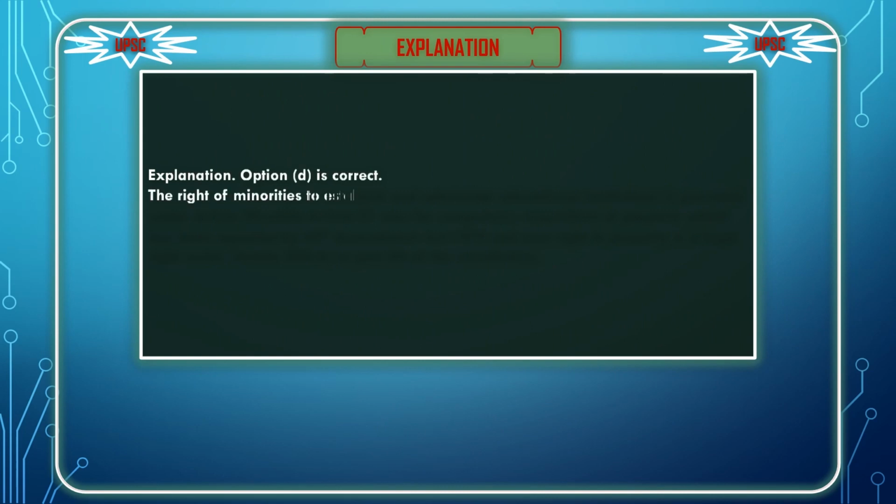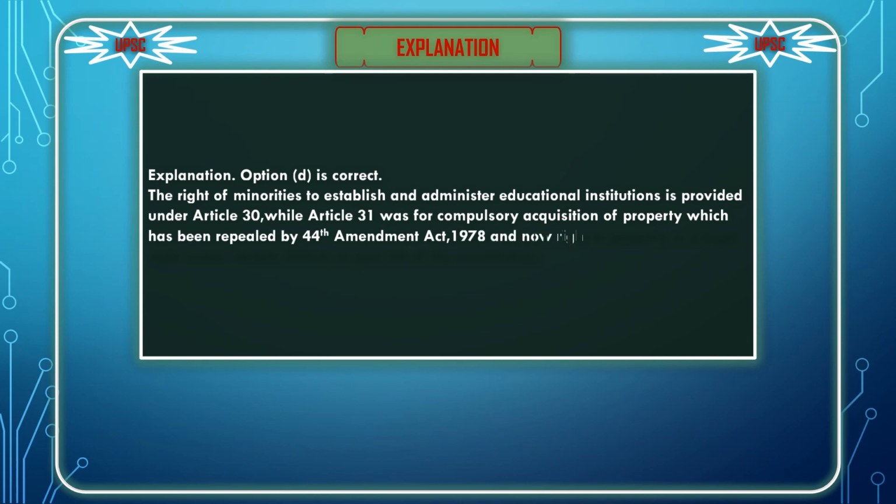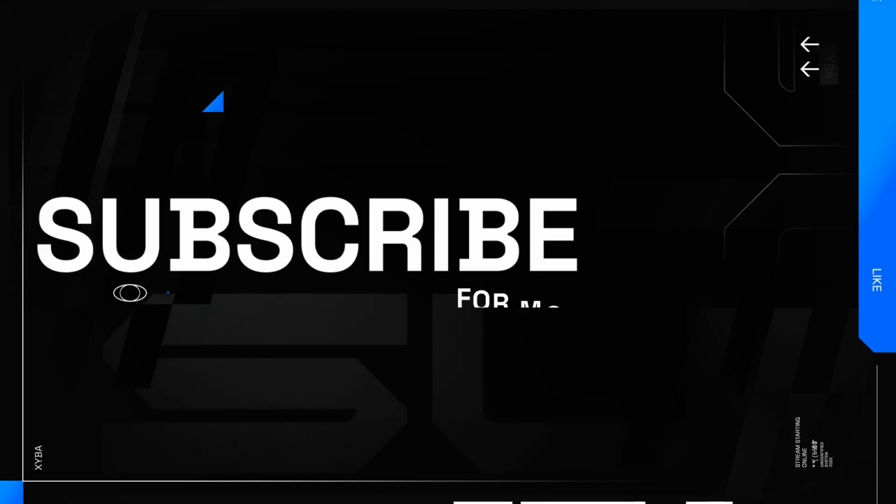Explanation. Option D is correct. The right of minorities to establish and administer educational institutions is provided under Article 30, while Article 31 was for compulsory acquisition of property, which has been repealed by the 44th Amendment Act, 1978, and now right to property is a legal right under Article 300A in Part 12 of the Constitution.